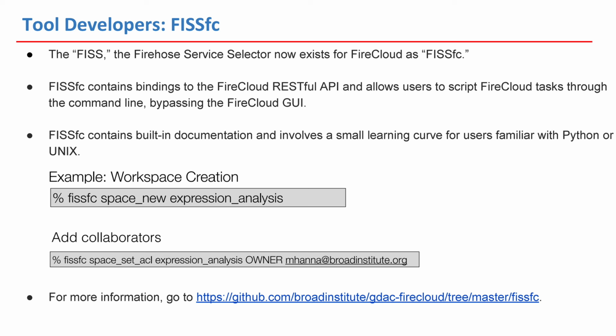I talked about FISS FC, which is a follow-on to the Firehose service selector, which is used in the Firehose GDAC. We have added a similar utility for FireCloud, and it's currently under development.